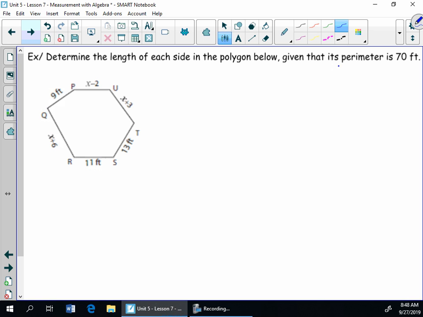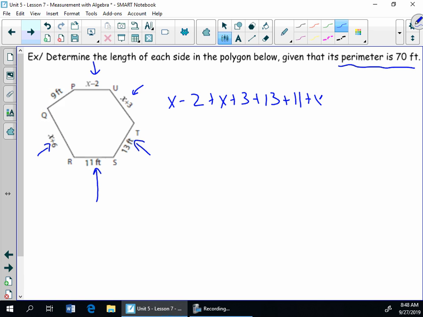Okay, so I've gone back to perimeter. What do I know about perimeter? Perimeter is when I add all my sides together. Well, what sides do we have? If I start here, I've got an x minus 2, and then an x plus 3, and then an actual number, 13, and then an 11, and then x plus 6, and then 9. I know if I add them all together, I get my perimeter, but they actually told me the perimeter. It's 70. Well, this is an equation to solve.